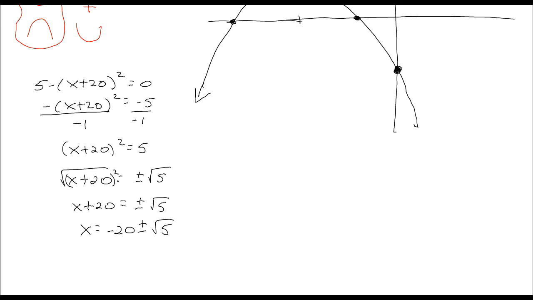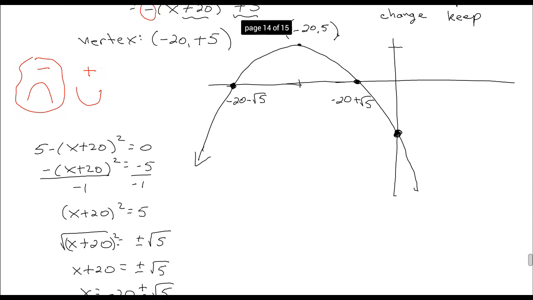which I can write as two distinct values. X is either equal to negative 20 plus the root 5, or negative 20 minus the root 5. So here is negative 20 minus the root 5, and here is negative 20 plus the root 5. Okay, so now I have my x-intercept.